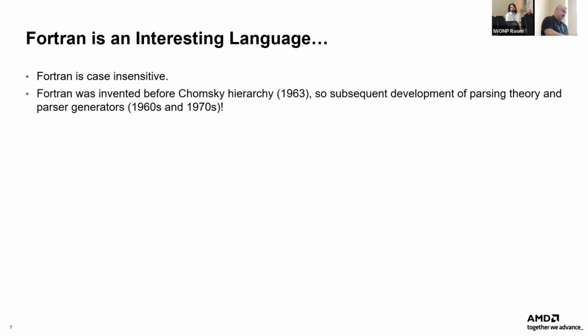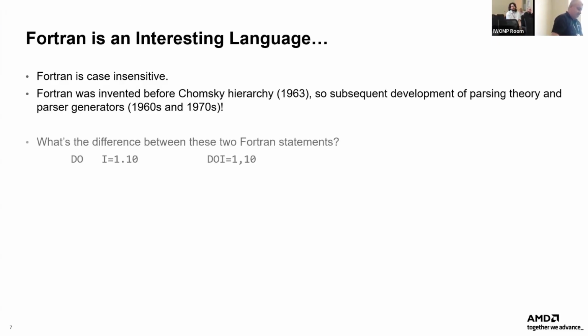And then, from a historic perspective, Fortran was invented before the Chomsky hierarchy, in the 60s, and so also before subsequent parsing theory and parser generators were developed. You can actually see that there's an inflection point in the history of languages: those invented before that happened, and those invented after. They're completely differently designed, and they have different semantic and also syntactic structure.